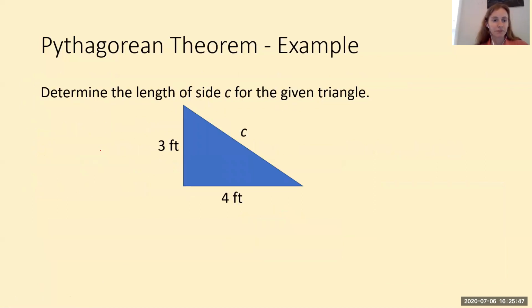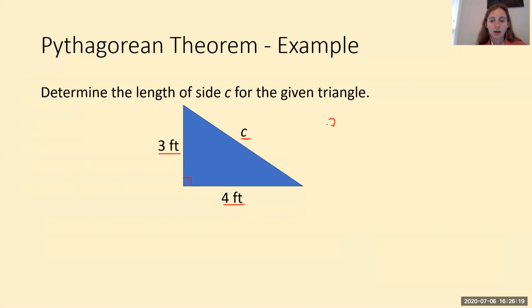Okay, so it says determine the length of side C for the given triangle. So I look at this triangle and it looks like a right triangle. I've got this nice right angle here, and I know the two legs. So I know the length of the two shorter sides of the triangle, and so I know that I can use the Pythagorean theorem to solve for this missing side length.